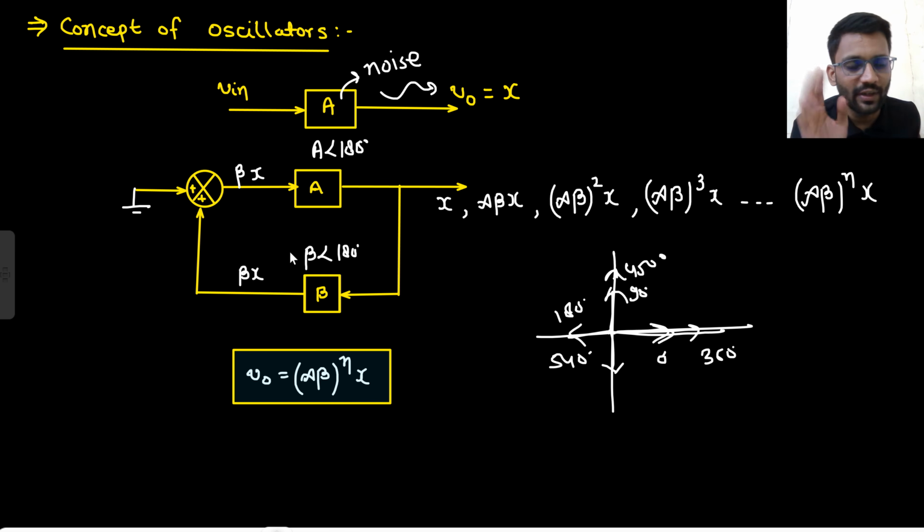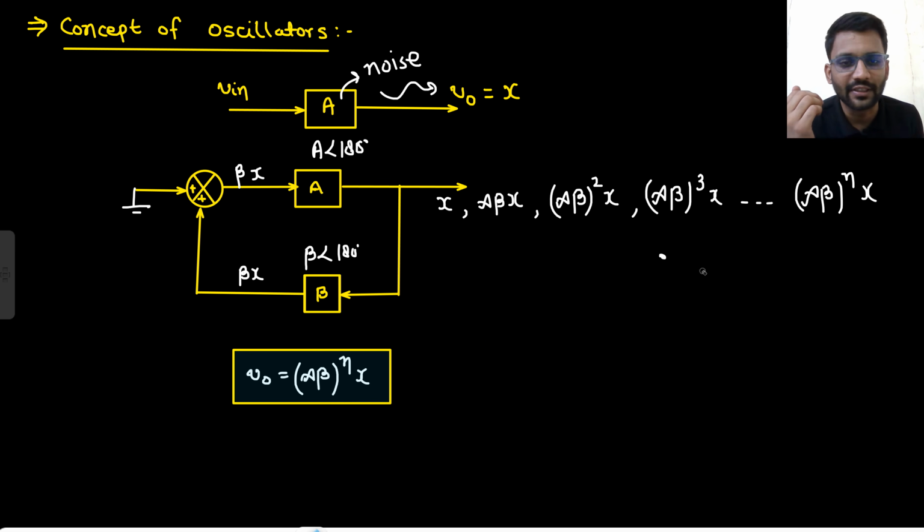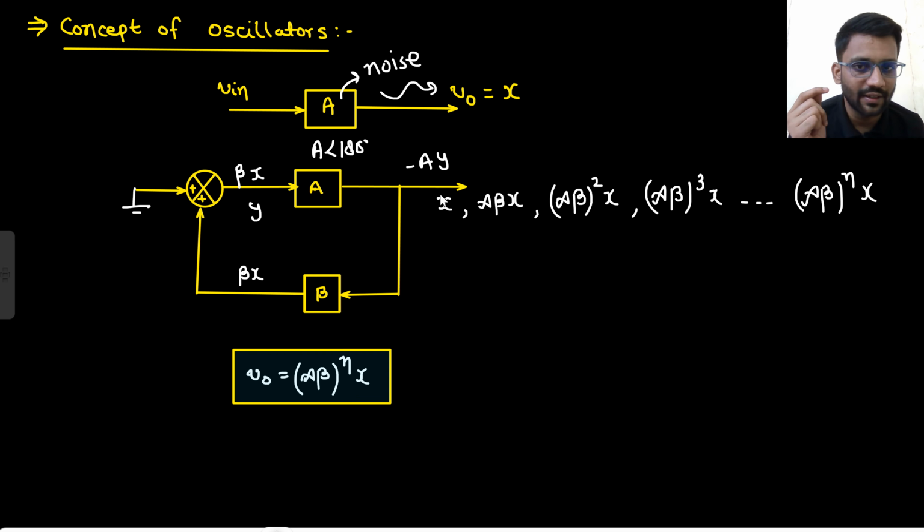In this loop, I don't want any phase shift. Why is that so? Let's just say in this loop I am getting 180-degree phase shift. Let's just assume this A is giving me a phase shift. So what do you understand by that? If you are having a signal Y here, what you will get at the output? Minus AY, right? If it is providing you 180-degree phase shift, what does that mean? There will be a negative sign. That's it. Are you understanding this point? If it is providing 180-degree phase shift, what does that mean? That there will be a negative sign, right?